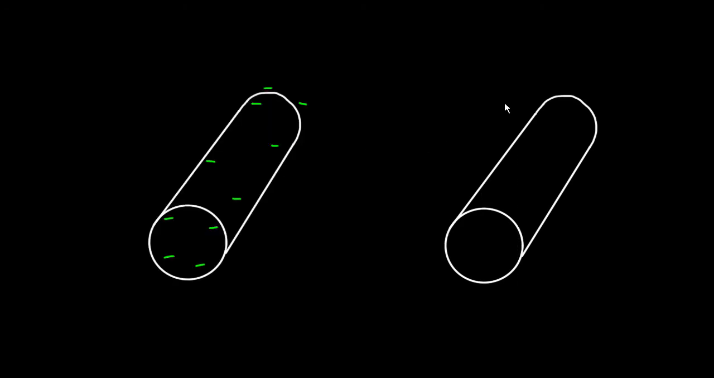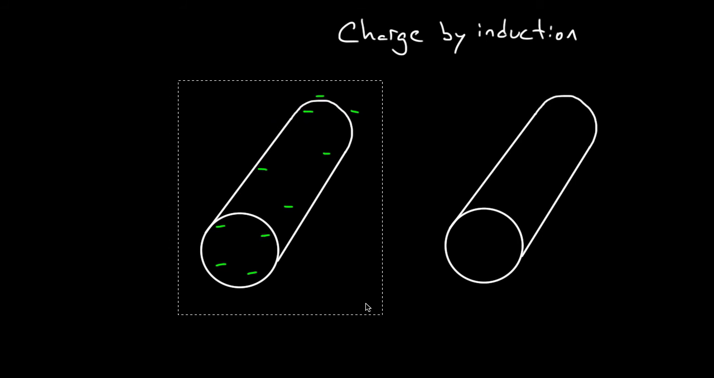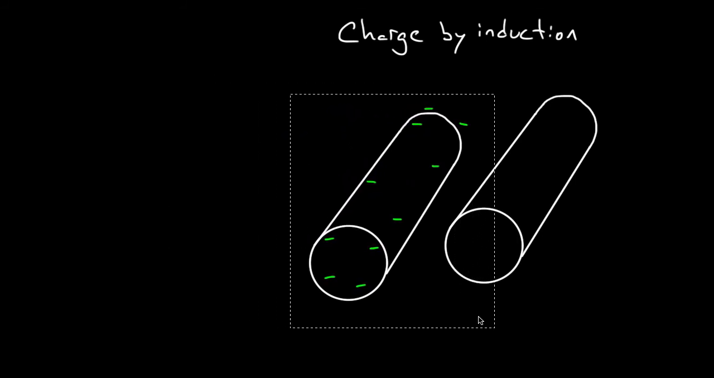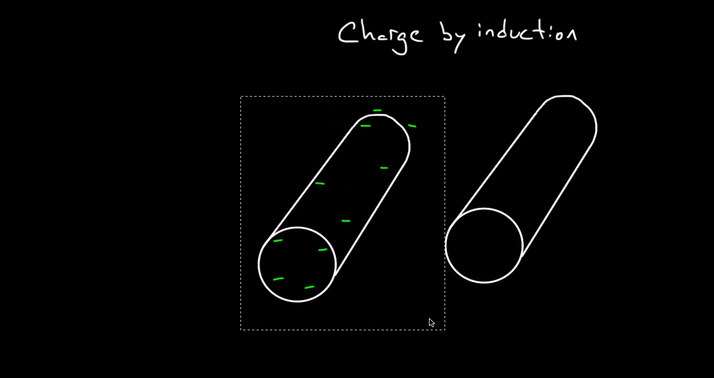That's easy. You can also charge something by getting clever. You can charge something by induction, it's called. And what does this mean? Charge by induction says, all right, first imagine I just take this and bring it nearby, but don't touch it. I just bring it nearby this other piece of metal and I don't touch it.